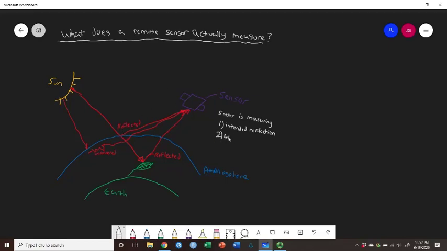Atmospheric reflection. And then finally, it's measuring this bit here, which is the scattering.